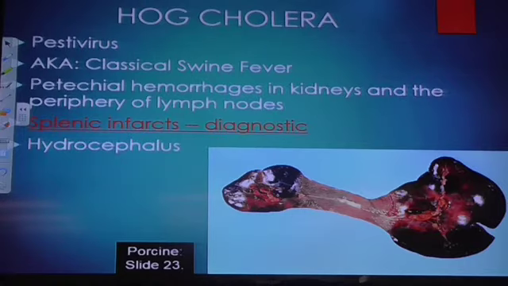Another thing you see besides the CNS signs is hydrocephalus. So we do have that accumulation of the CSF fluid within the brain of these animals. What else do we see with hog cholera? Turkey egg. Turkey egg. Very good. Yep, you got it.